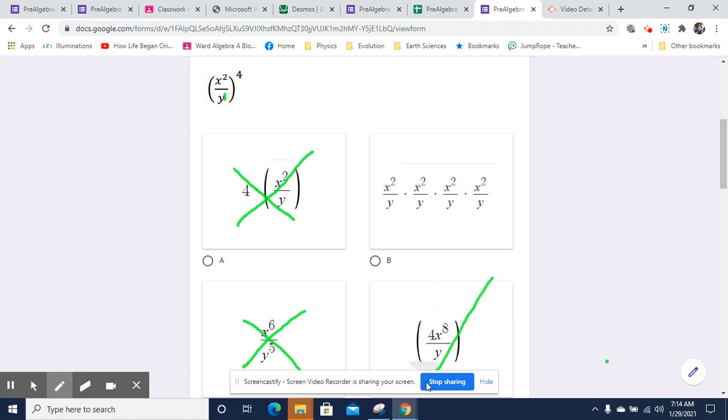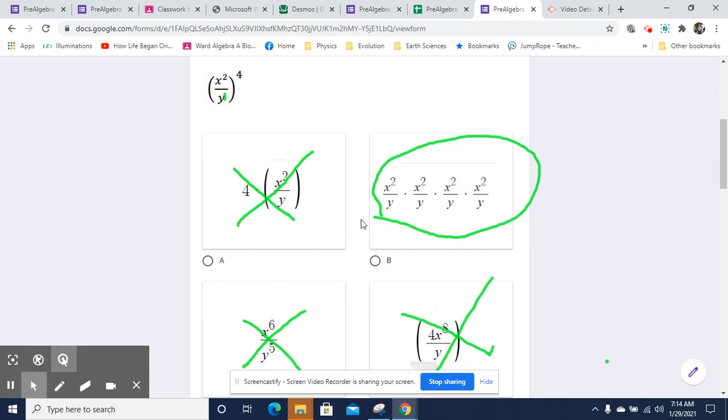So the one that is consistent is B. This is saying we're using x squared over y as a factor 1, 2, 3, 4 times. And so there you have it. That's the answer.